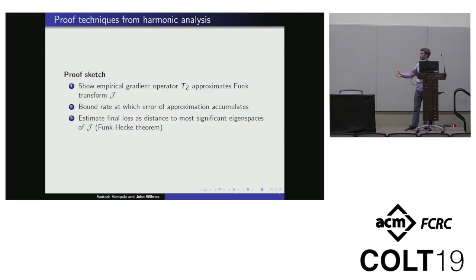We bound the rate at which the error of that approximation accumulates over multiple rounds of gradient descent, and then we're able to, in a very straightforward way, estimate the final loss that we obtain in terms of the distance to the most significant eigenspaces using the Funk transform.